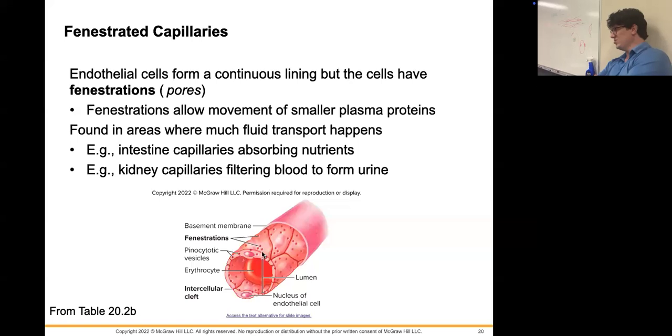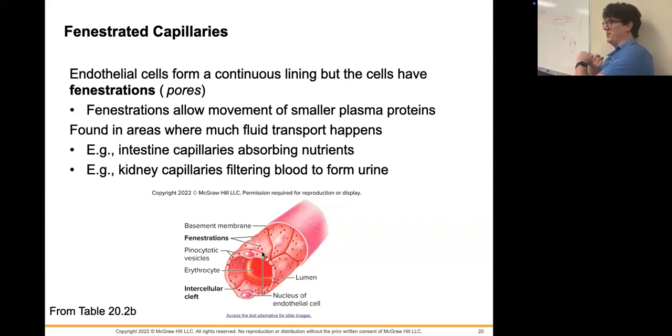So just like a coffee filter is essentially a flat sheet with a whole bunch of holes running through it that determine the size of the stuff that can pass through. The same thing is true of these fenestrations. The larger fenestrations will allow larger stuff through, but we can also regulate those sizes. So we're going to find this in places where we need to move a lot of fluid. Places like your kidneys, we're going to have these fenestrated capillaries. Places like your intestines, where we're absorbing a bunch of water soluble nutrients.